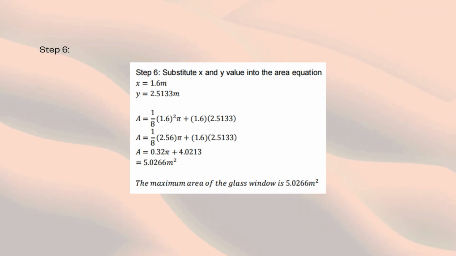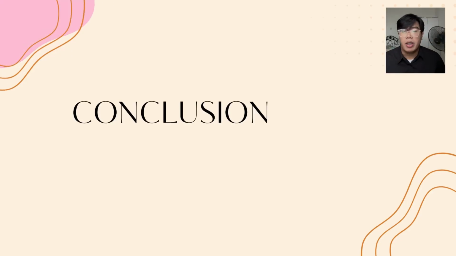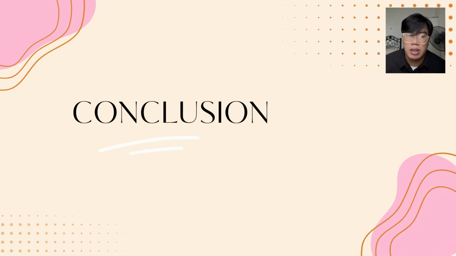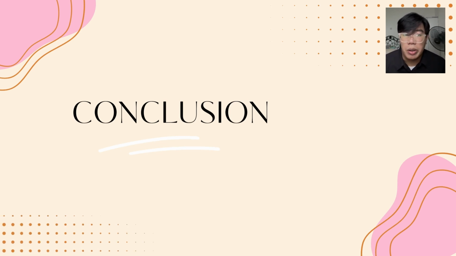square meters. As for the conclusion, by using calculus optimization techniques, we determined the dimensions of the window that maximize its area given a fixed perimeter of 4 meters. This demonstrates the practical application of derivatives in solving real-world problems involving maximizing and minimizing quantities.